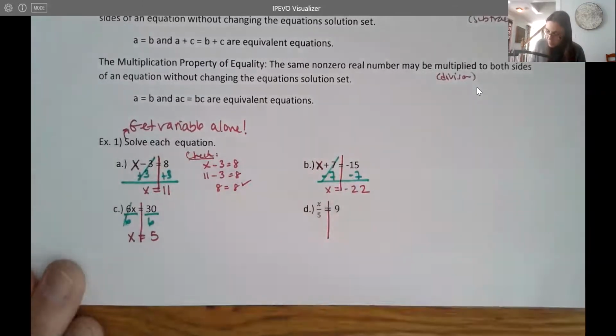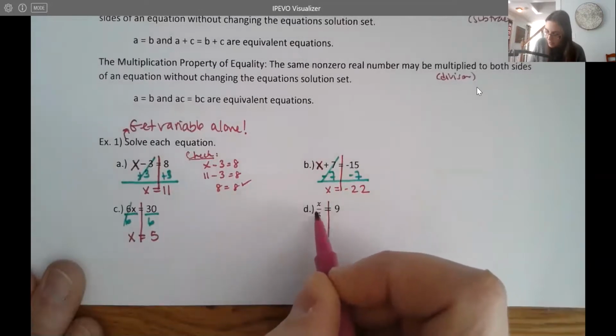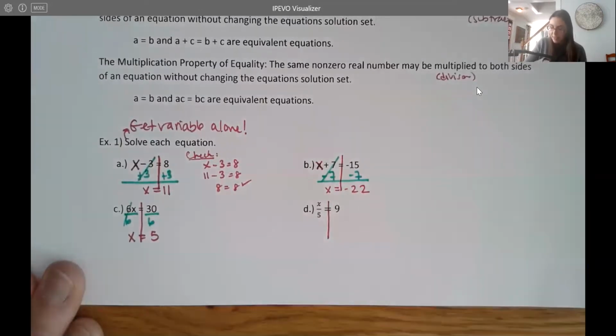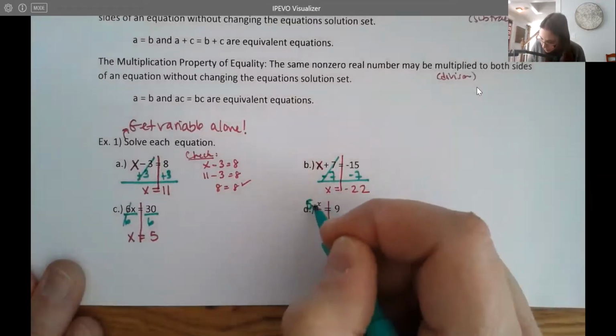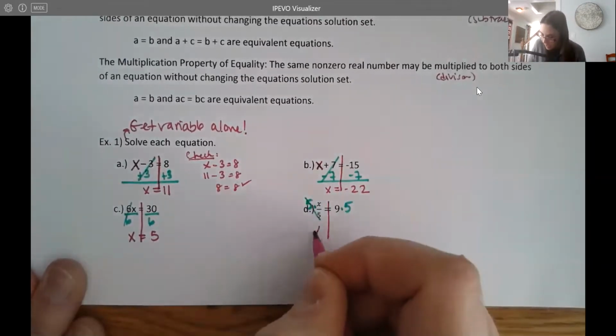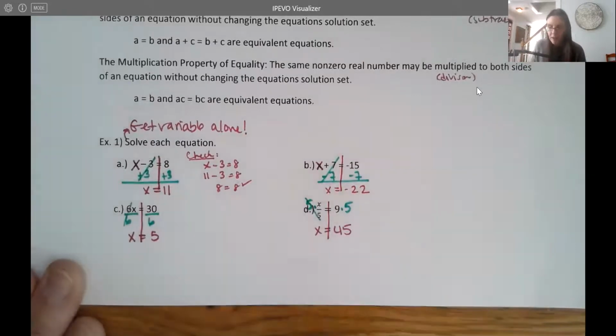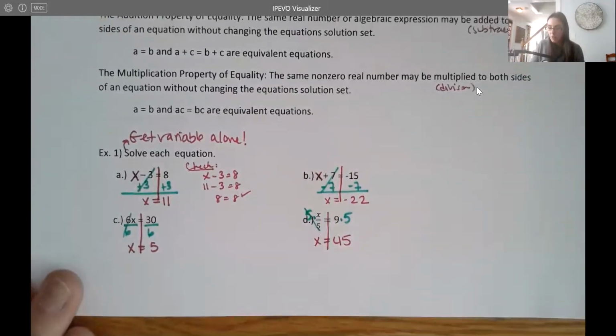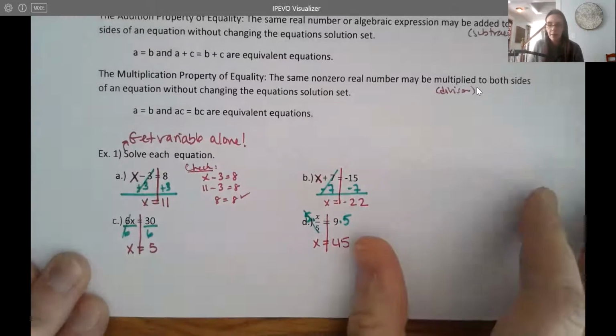And then finally for this one, again, I want the x by itself, so I need to get rid of this 5 here. It's being divided, so the opposite of division is multiplication. So I'm going to go ahead and multiply by 5 on both sides. And that will allow me to cancel that piece out. So x is equal to 45. So those are our kind of single one-step examples here.